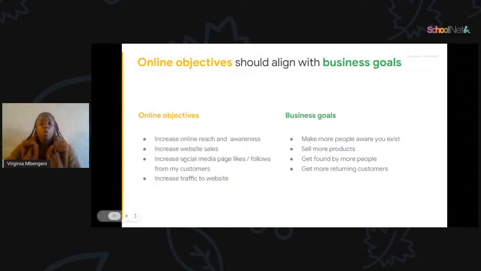If he said he needs to increase website sales, it's simple that he needs to sell more products, and he needs to increase social media page. So he needs to get more people who will follow and like his product and services. And he also needs to increase traffic to website. It simply means that he needs to get more returning customers. So that's why we said the online objectives should align with the business goals.